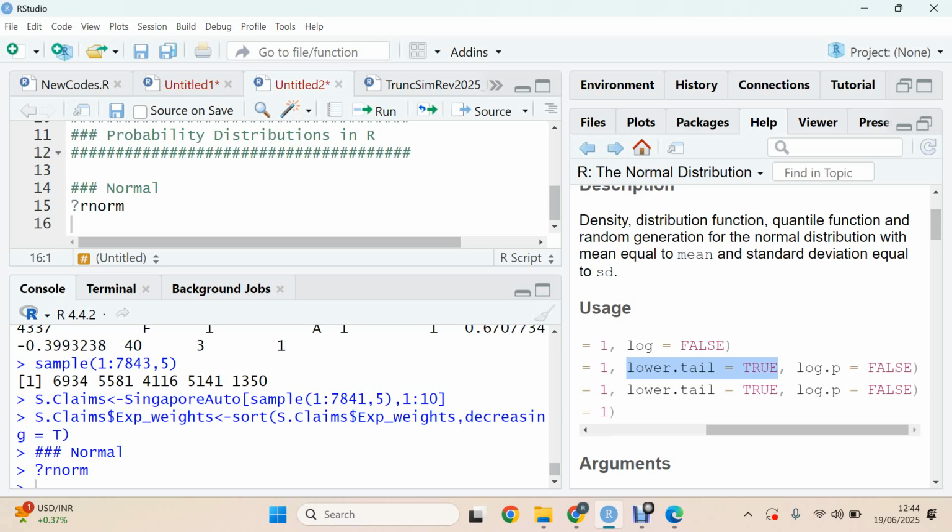If we read from negative infinity to a point, that's F(x). That is the probability that X is less than or equal to x. Then S(x) would be the probability that X is greater than small x. That area is to the right. So lower.tail false means you are reading that, and lower.tail equal to true means you are reading the other side.